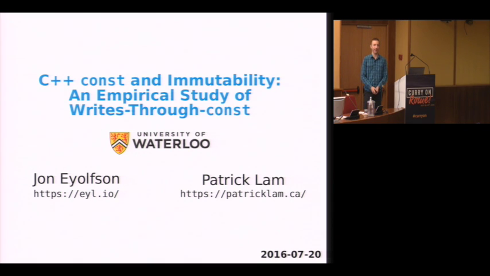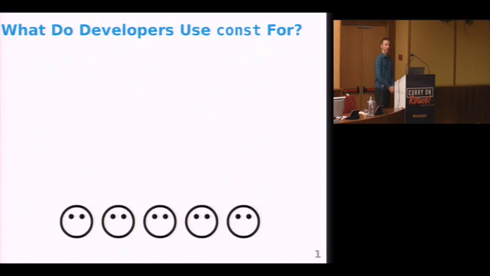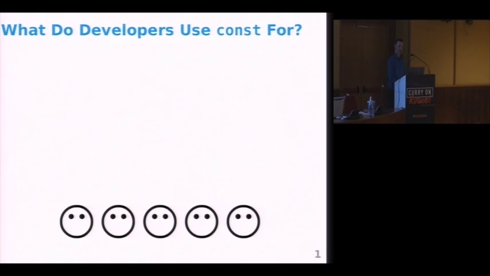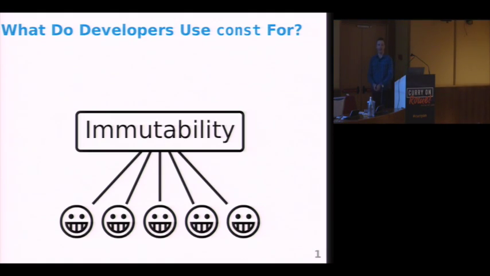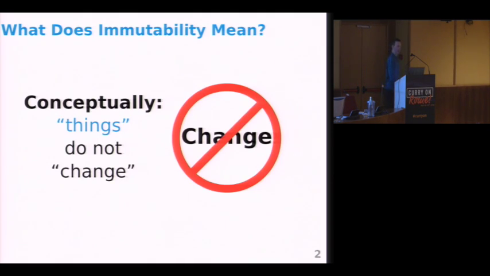Today I will be talking about const and immutability. So what do developers use const for in C++? Well, if you asked a sample of developers, they might look at you, smile, and say immutability. Great, everyone's on the same page. But what does immutability actually mean?